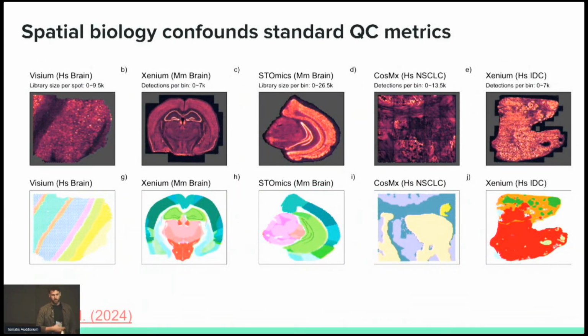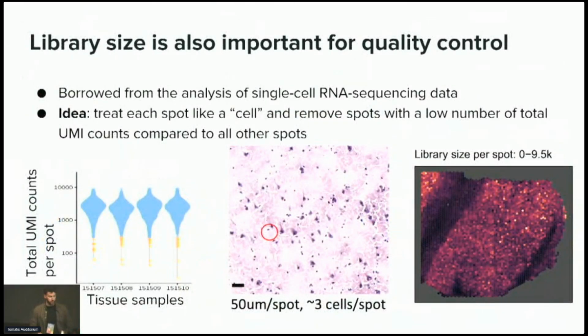This paper is really focused on what Boyi was just talking about, when you go to normalize the data, which is of course a very important problem. However, the library size is also very important for QC. Currently the QC methods for SRT technologies are really just adopted from single cell methods. It's a really simple idea where you treat every single spot as if it's a cell, and then you remove the spots with a low number of total UMI counts compared to all other spots in that sample. It would look something like this. We have a violin plot that shows every single sample, and the outliers on the lower end, you would just pull those out as if they are bad or low quality spots, right?